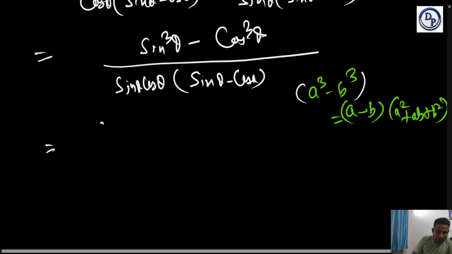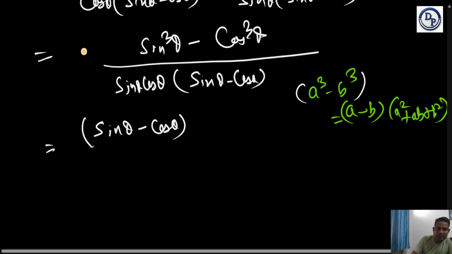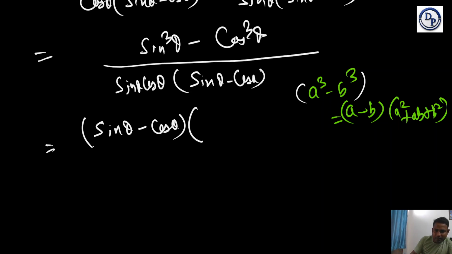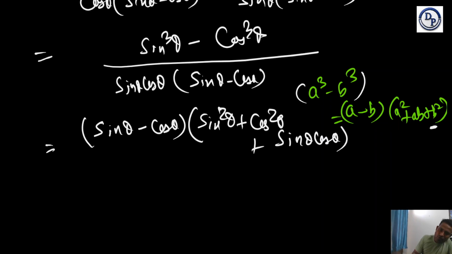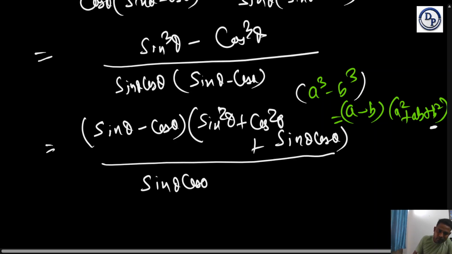So now this becomes a minus b. In the place of a we have this sin theta, because this sin theta can be written as sin theta's cube and this cos theta as cos theta's cube. So in the place of a we have sin theta, and in the place of b we have cos theta. So this is now a square, meaning sin square theta, plus b square, cos square theta, plus ab, meaning sin theta into cos theta, divided by this whole term: sin theta cos theta, sin theta minus cos theta.